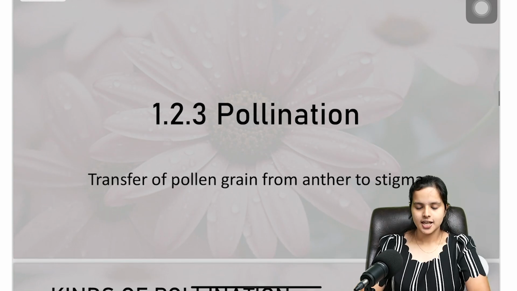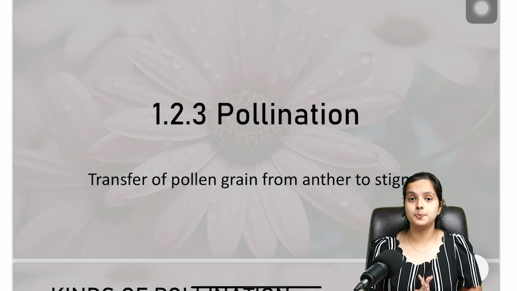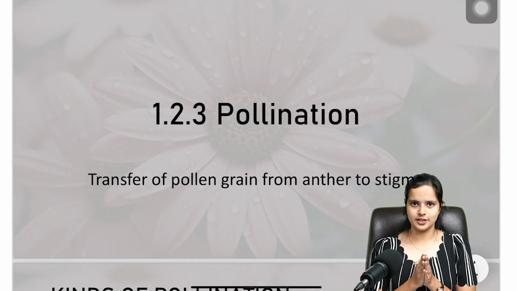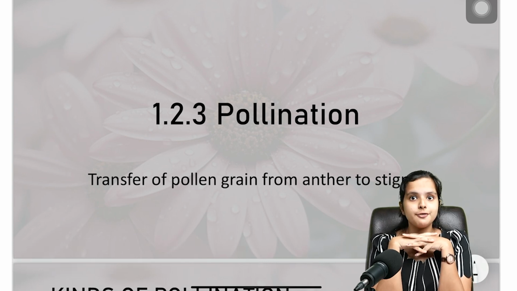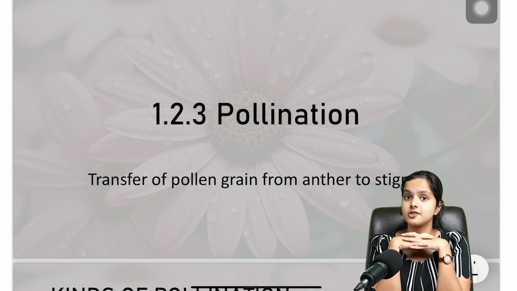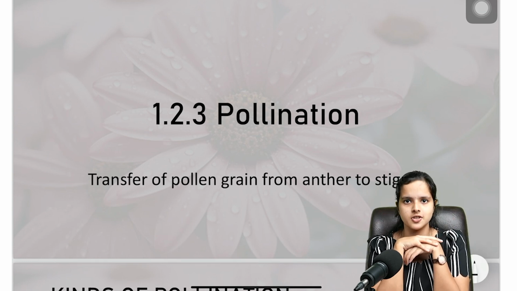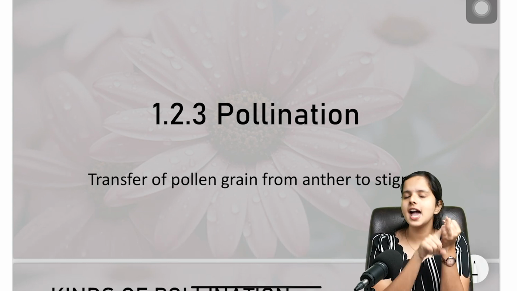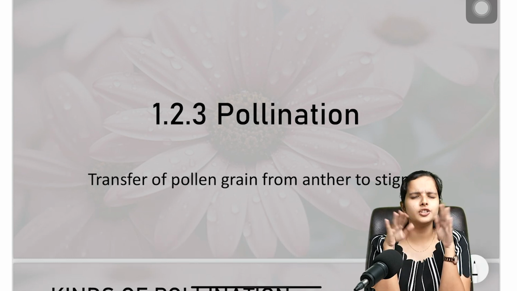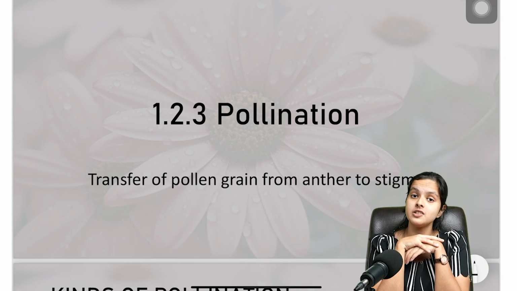Now, the next topic that we'll be discussing is pollination, okay? So we were discussing pre-fertilization events, right? We haven't reached fertilization yet. We were discussing pre-fertilization events and structures. And in that section, we've discussed pre-fertilization structures, the female reproductive system and the male reproductive system. That's all you have to know about pre-fertilization structures.